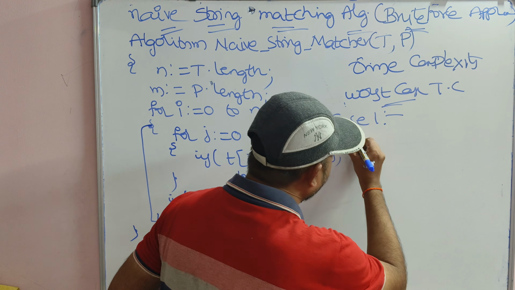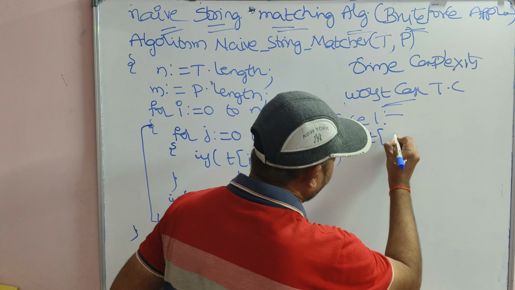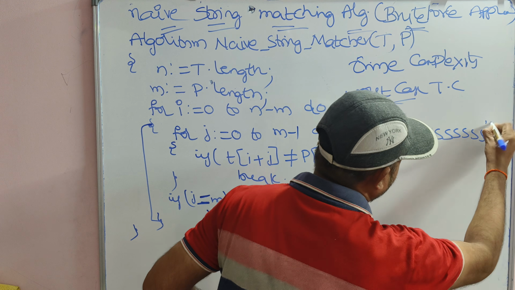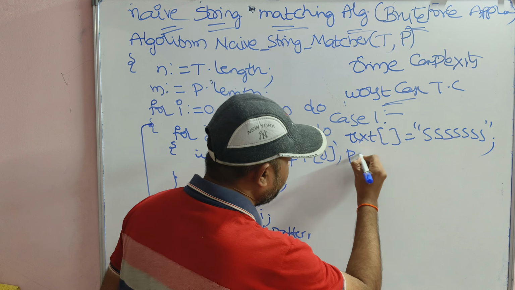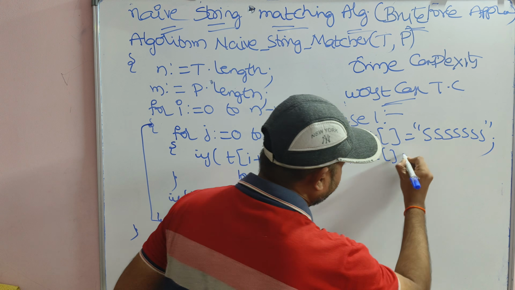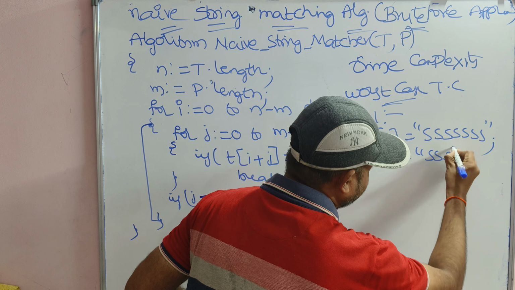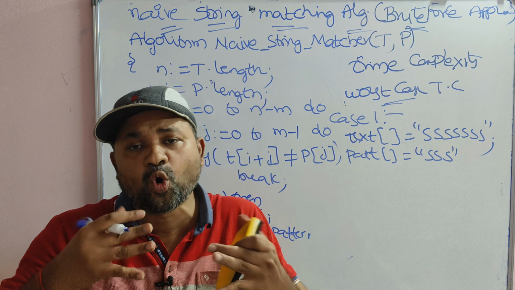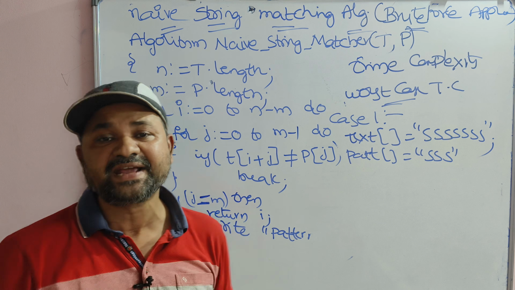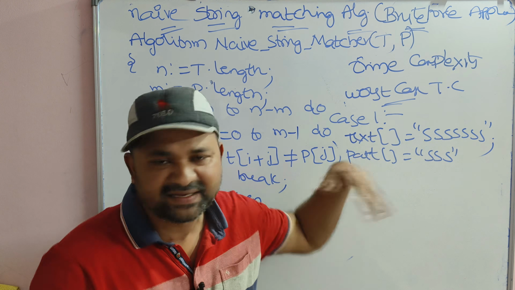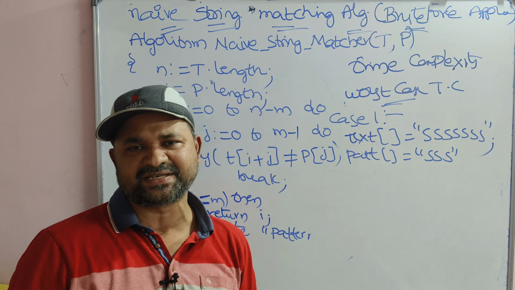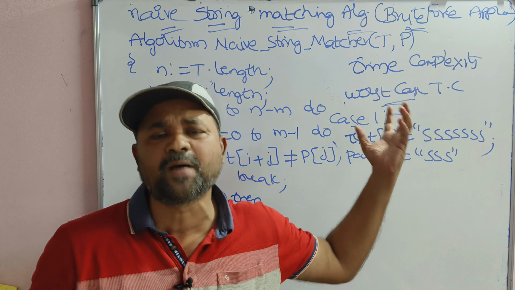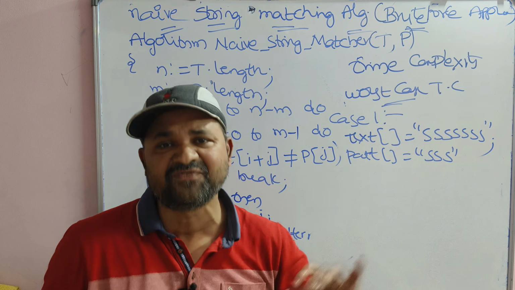So let's say we have a text like this: S S S S S S. Whereas we have a pattern like this: S S S. So here what will happen? Every time, worst case means more comparisons are required. So triple S, yes, every character matches. So 3 comparisons. Next again triple S. So more comparisons are required. So this is the worst case.